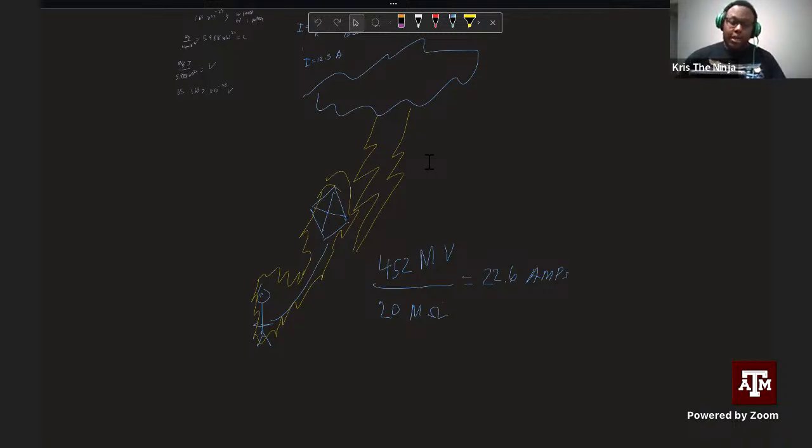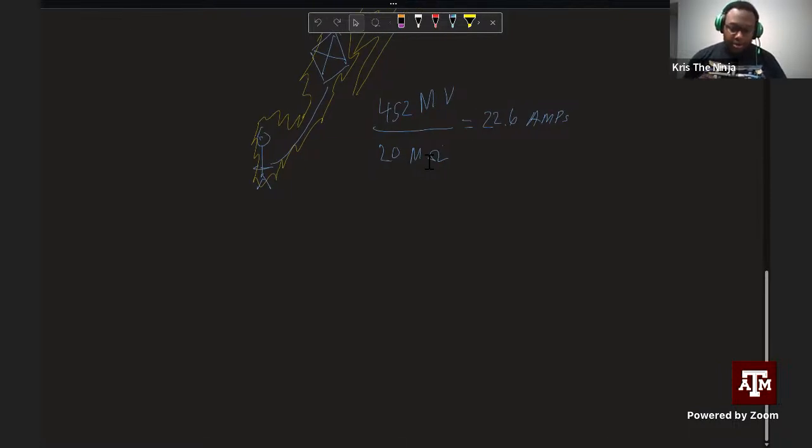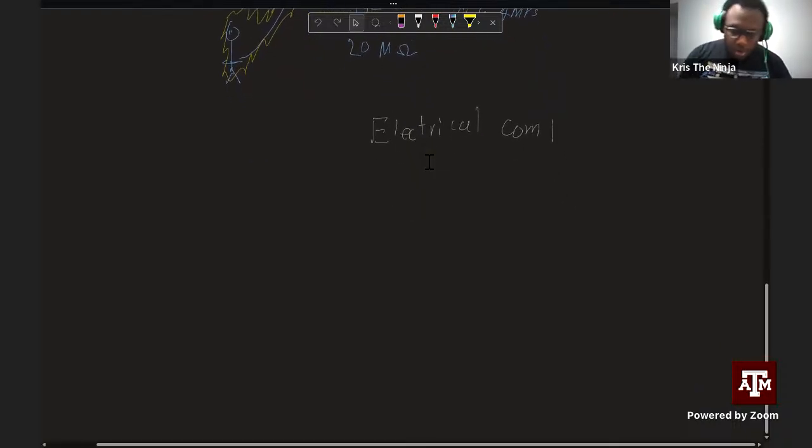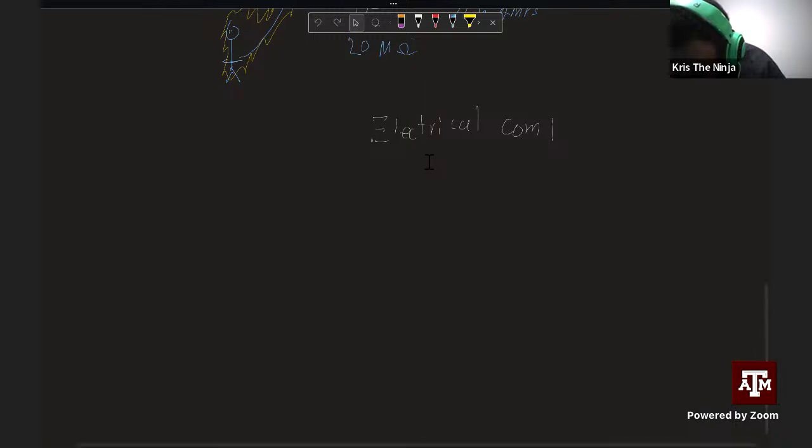So now that you have a basic understanding of what electricity is and kind of how it works a little bit, we have electrical components. We have our passive ones, which are resistors, capacitors, and inductors. We have active. There's a lot more active than passive, but the passive ones make up the active ones.